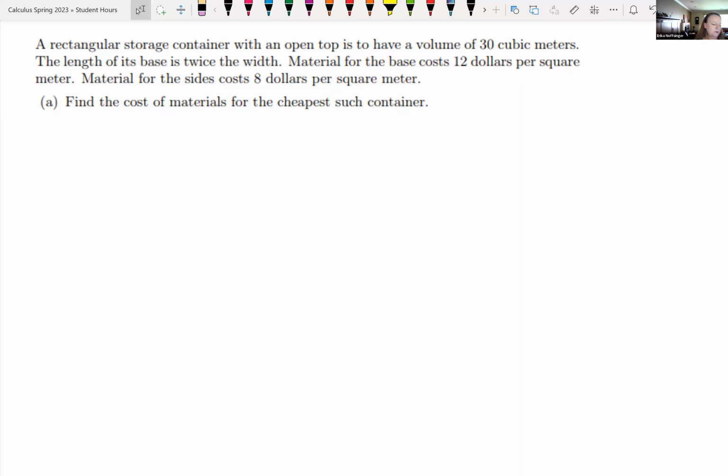Okay, so let's go through and pull out some pieces. We know what the volume is going to have to be: 30 cubic meters. But the volume of a box is, well, basically length times width times height. Let's write it that way. Length times width times height is equal to 30 meters cubed.